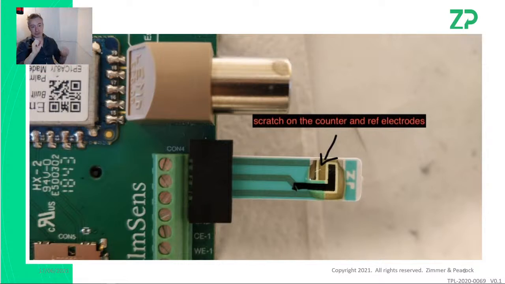So a little scratch on the reference or counter, if it is a scratch, we can see something, but we're not sure what it is, won't affect the quality of the signal. That's primarily driven by the working electrode. So that's why we would have shipped that.